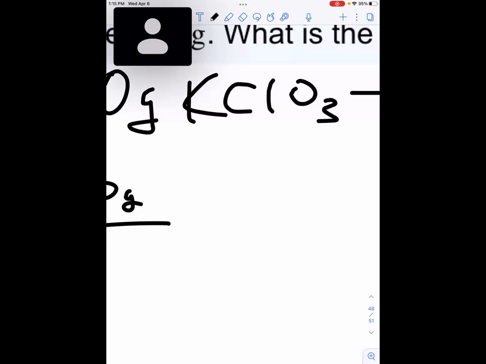All right, so potassium itself is 39 grams per mole. Chlorine is 35 grams per mole. Oxygen is 16 times 3, which is 48 grams per mole. When we add that up, what do we get? 48 and 35 is 83, and 39 more is 122. Is that right?